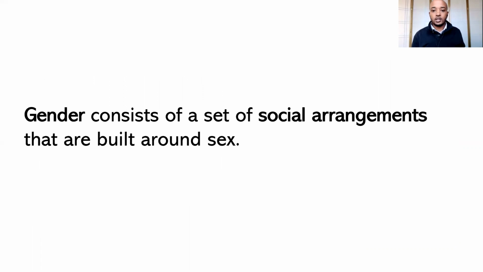Gender, on the other hand, consists of a set of social arrangements that we build around categories of sex, around the biological categories of sex. Our book defines gender as the socially constructed characteristics of women and men, such as norms, roles, and relationships. Gender is different than sex because it relates to the way a person behaves.